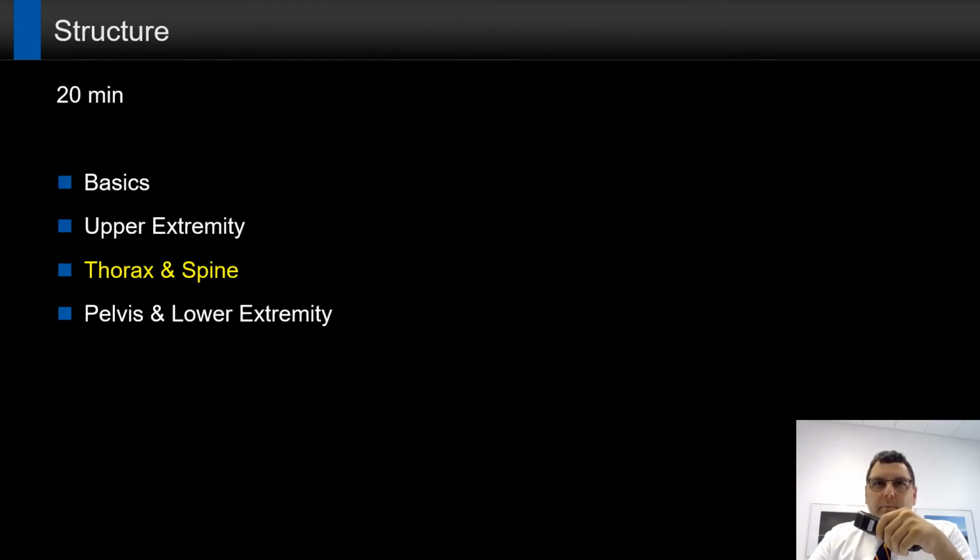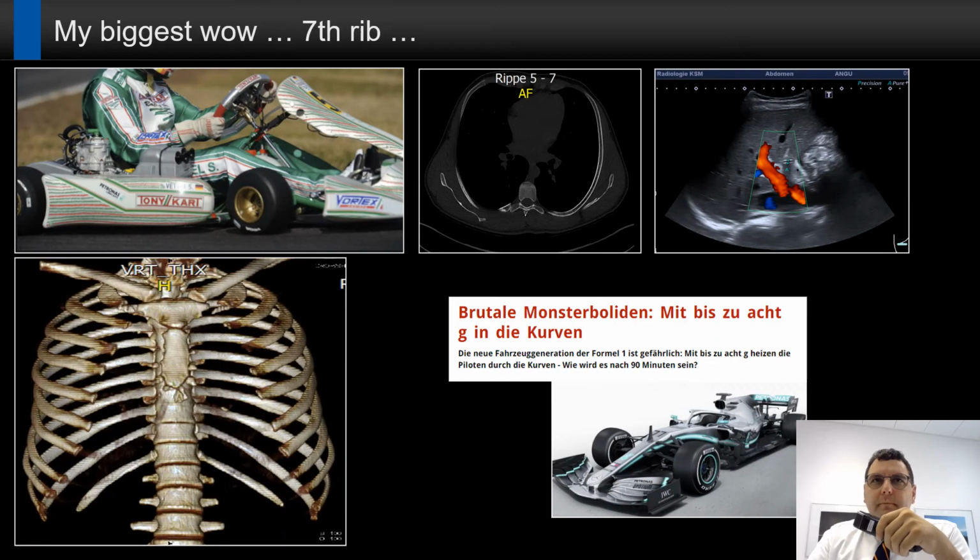Let's move on to thorax and spine. Here I have a case where I made a big mistake a while ago, and where I had a huge wow effect. A patient came in after doing this kind of sport, where he hit an obstacle, and then he compressed one of his ribs. He was coming in and showing me with his index finger where the pain was.